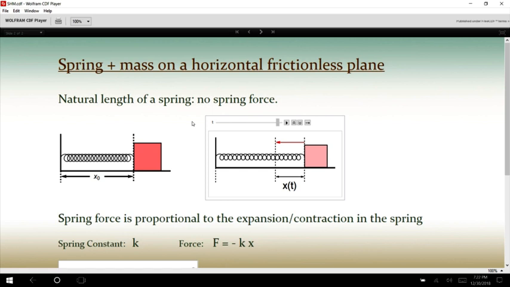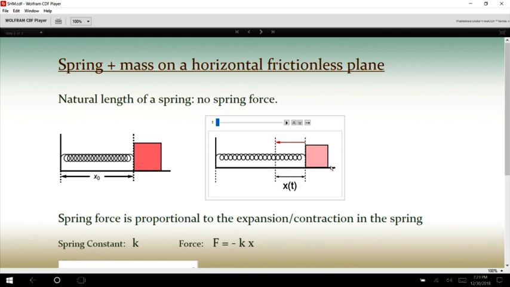Now consider a situation shown in the right-hand side figure. I have pulled the block, which is connected to the spring, a little bit to the right. So initially, I've given the spring an extension of an amount x. In this situation, if you go back to our lectures on Newton's laws and their applications, the spring, because it's extended, is now exerting a force on the block. Remember, the surface is frictionless.